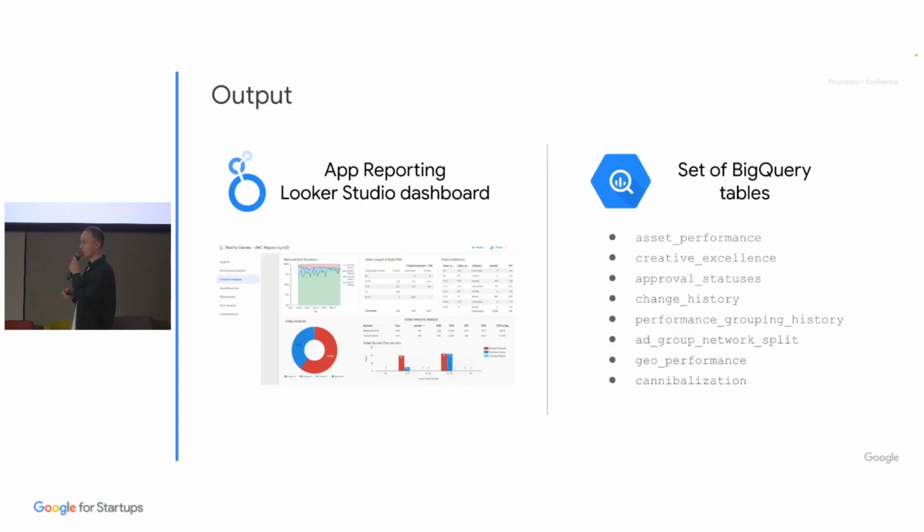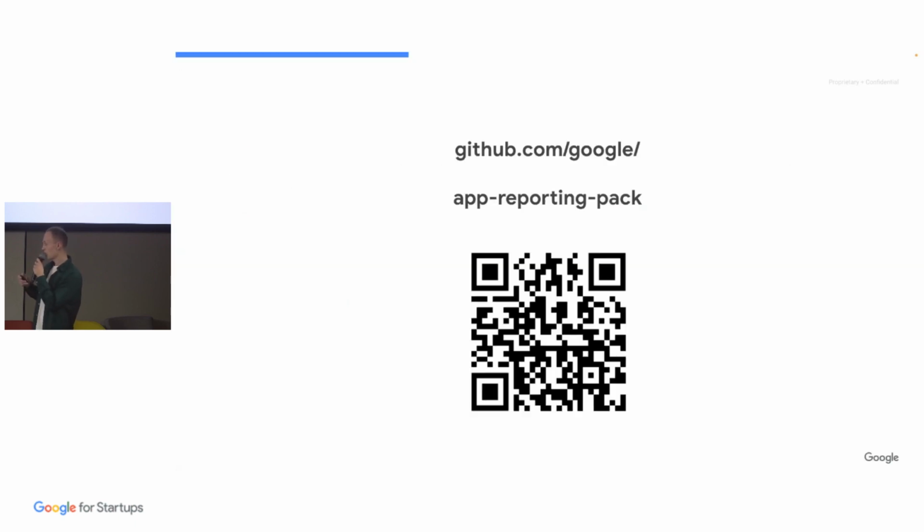So just to summarize, as an output, you have this App Reporting Looker Studio dashboard, just like Łukasz showed you, and a set of BigQuery tables. You can later use this data from BigQuery tables to populate your own existing dashboards, or maybe for some ad hoc quick analysis. Last but not least, the link to the solution and the QR code.